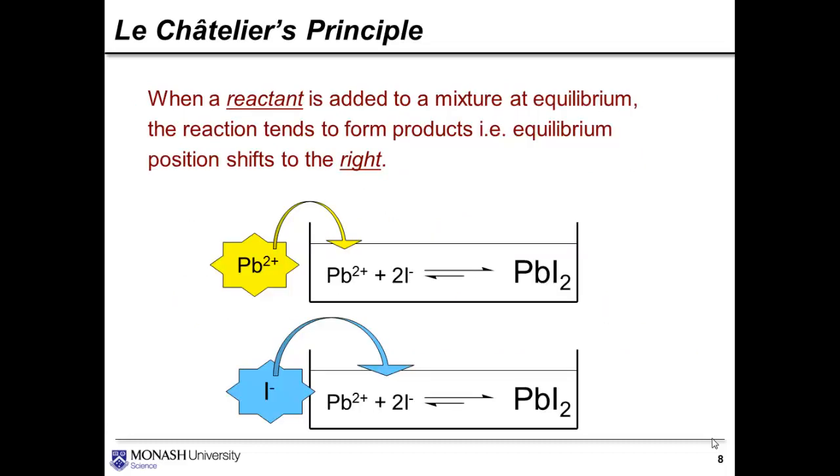For example, when a reactant is added to a mixture at equilibrium, the reaction tends to form products. In other words, the equilibrium position shifts to the right. You can see in this scenario here where lead and iodide ions precipitate to give lead iodide. If you add additional lead ions or you add iodide ions to the solution, these are reactants, it'll tend to move across to the right-hand side.